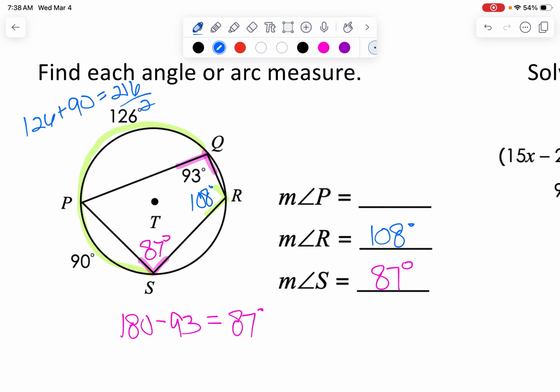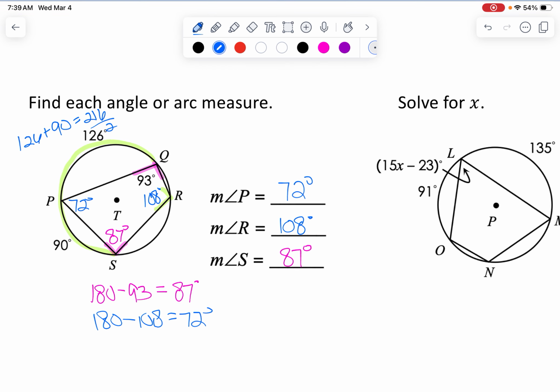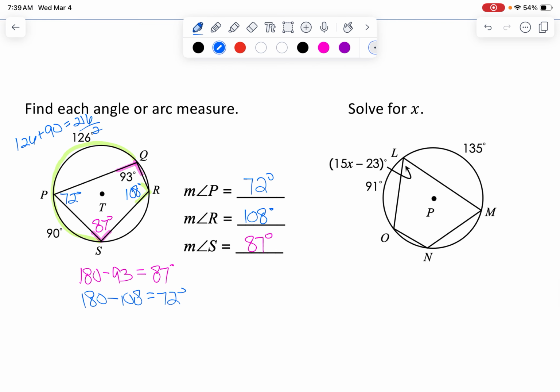Okay, so then if its opposite angle, P, plus R, they should add up to 180, then I can say, well, 180 minus 108 is 72. So this should be 72 degrees. And we got them. And that's just using that property there. So I hope that makes some sense. All right, let's try one more.